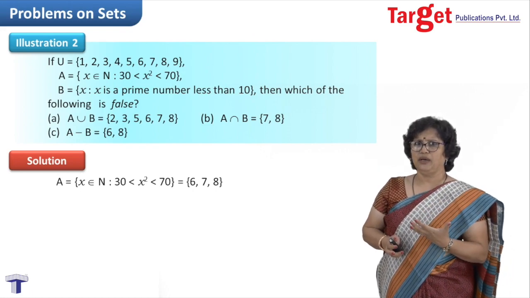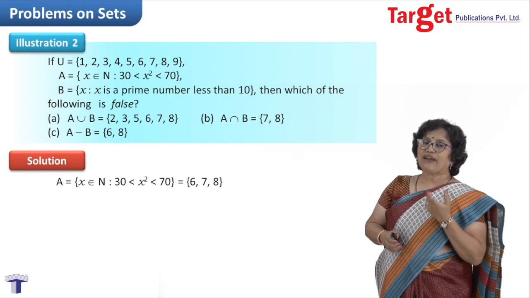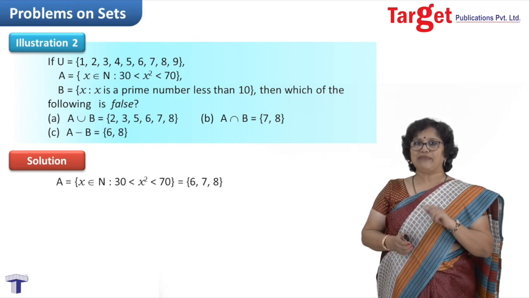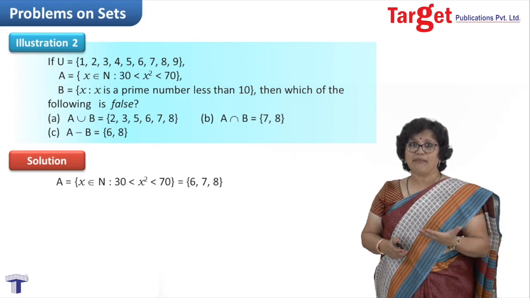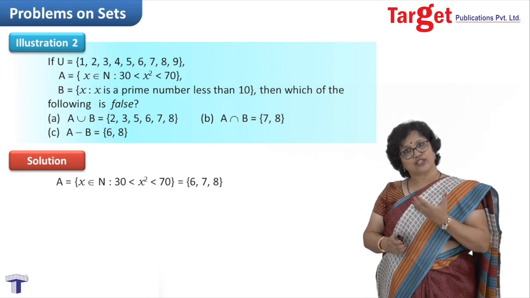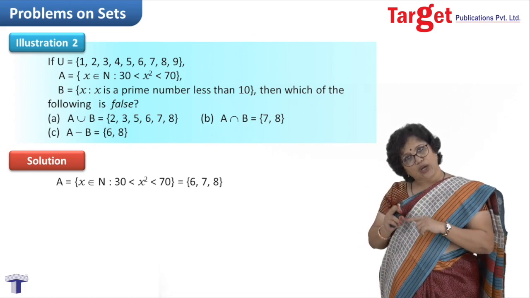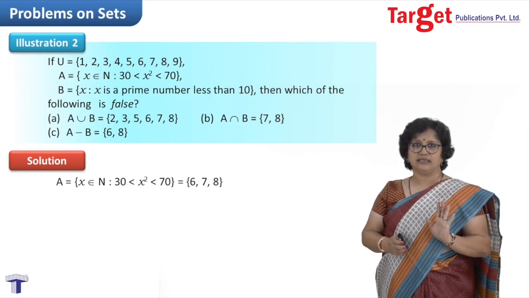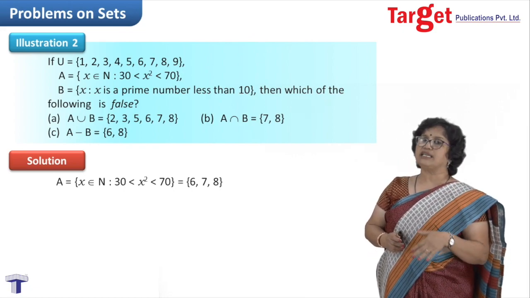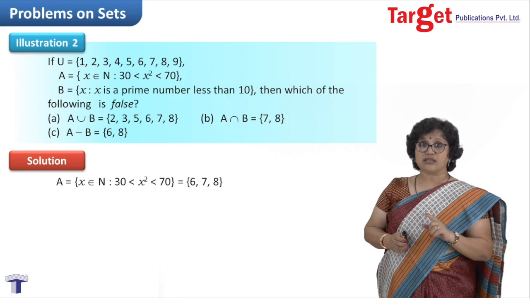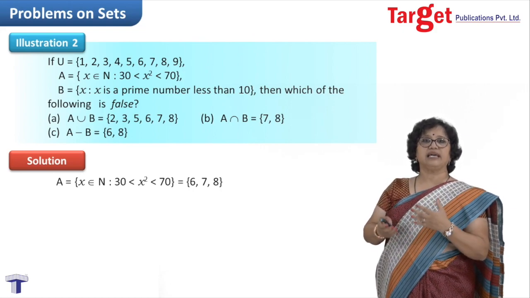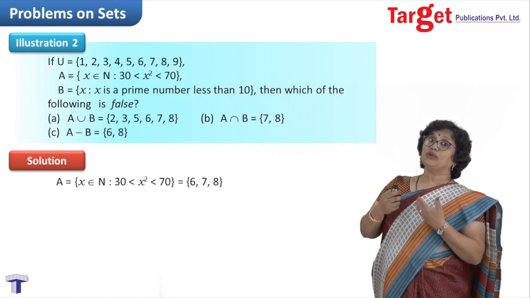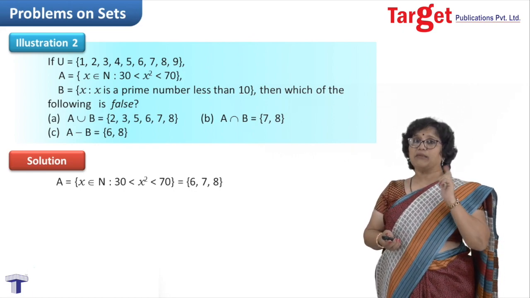Why do I say so? The reason is that if x was 5, then x square would have been 25. So it is less than 30, so x equal to 5 does not come in set A. For 6, x square is 36, so x equal to 6 gets its place in set A. Same is with 7 and same is with 8. 8 square is 64, which is less than 70, so number 8 also gets a place in set A. When you move to 9, its square will become 81.